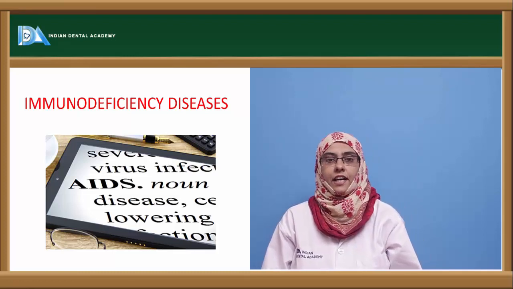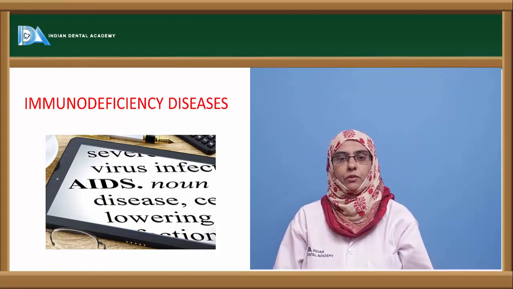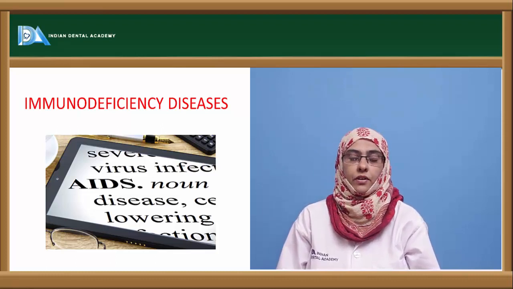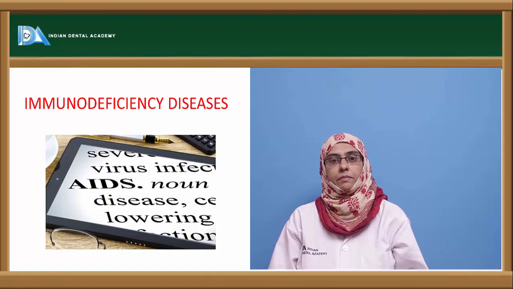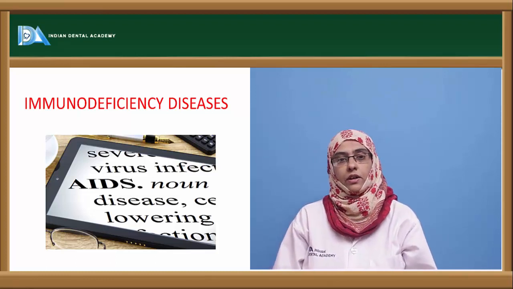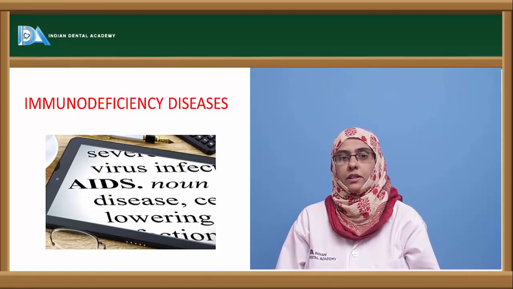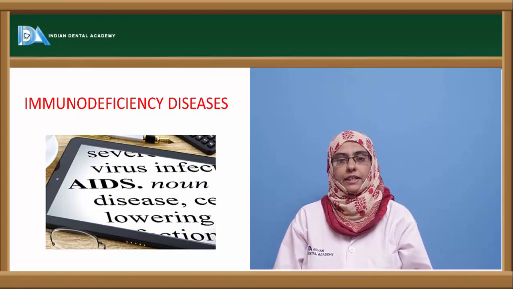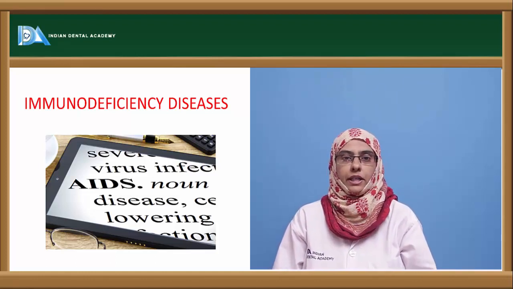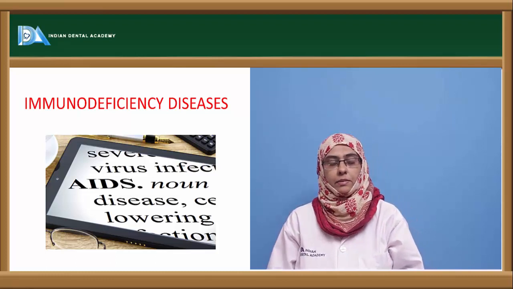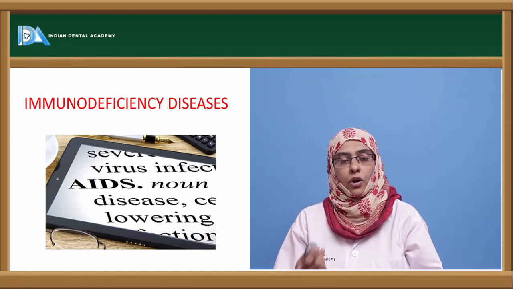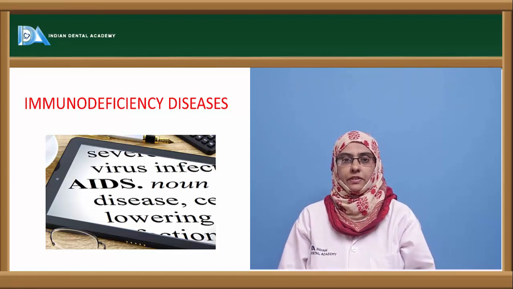Immunodeficiency diseases. As we all know, the main purpose of the immune response, or immunity, is to protect our body against different kinds of infection caused by different bacteria and viruses, not only the organisms but also the components that are produced by these organisms. So the main function is to fight against diseases and protect our body against different types of diseases. Sometimes the immune response can go wrong and cause autoimmune diseases and hypersensitivity reactions.